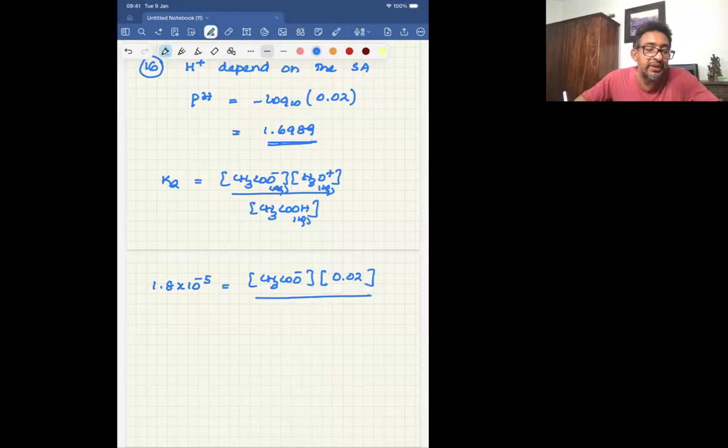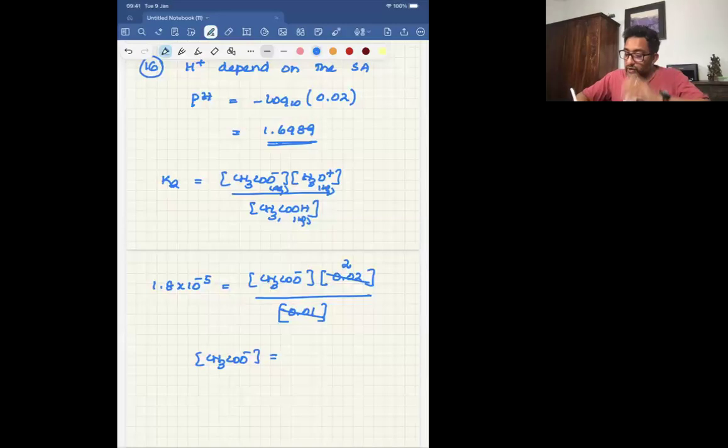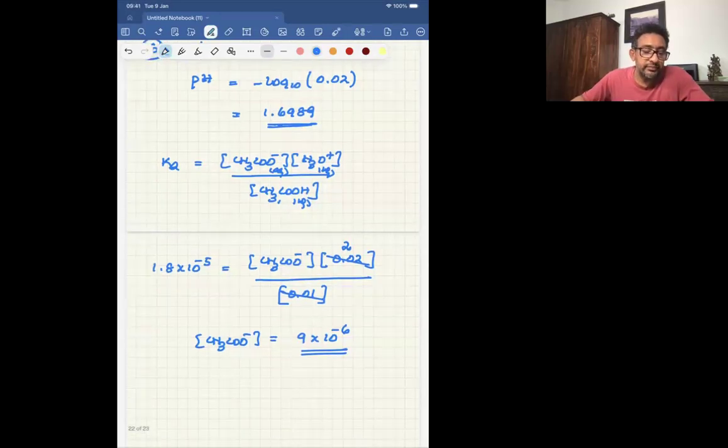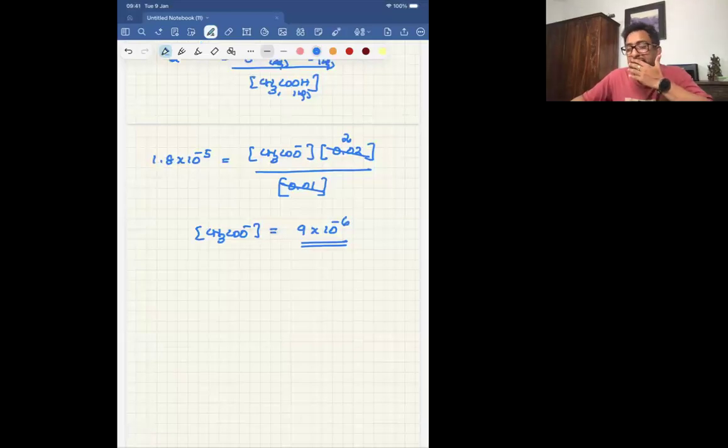Amount dissociated is negligible, so it is roughly equal to the initial concentration, 0.01. This is the acetic acid concentration. So acetate concentration is equal to this, divided by 2, and you get 9 × 10^-6 again. So that is the amount dissociated. Not percent, the amount dissociated is 9 × 10^-6.